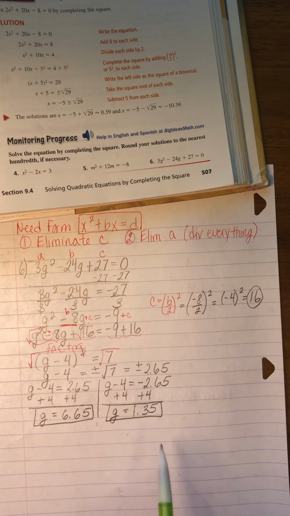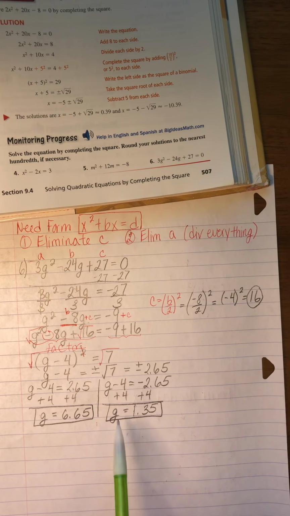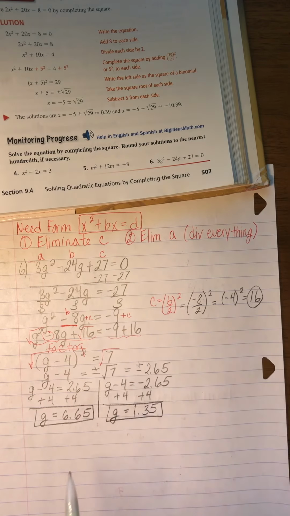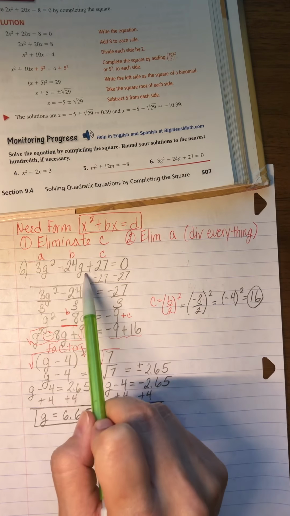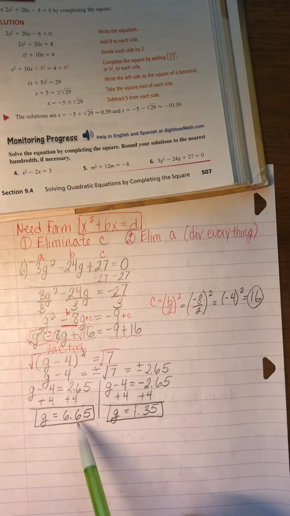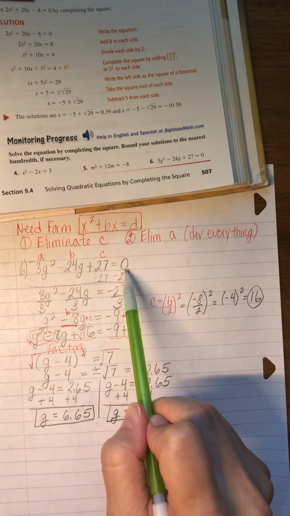Remember, you can check your answer for this by taking your g's and plugging them back into the original equation, and it should work out. Just remember that you rounded these numbers, so when you plug them back in up here, it'll be approximately 0. It won't come out to be exactly 0 because you rounded, but it should be approximately 0.